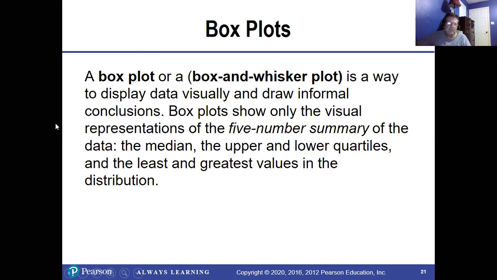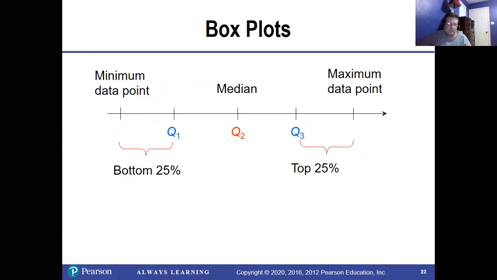Okay, so we use that in what's known as a box plot, or some people call it a box and whisker plot. It's an older name for it. It kind of shows how things are spread out. Box plots show a visual representation of the 5-number summary of the data: the middle, the median, the upper and lower quartiles, and the least and the greatest values of the distribution. Okay, the high and the low. So you get 5 bits of information.